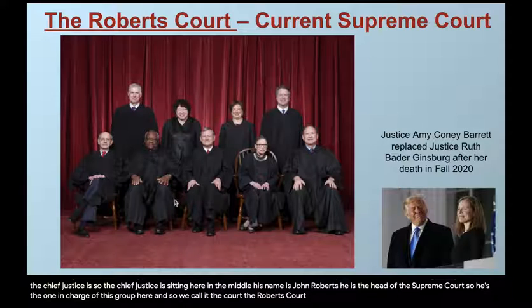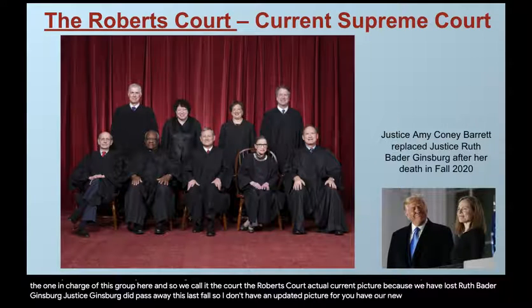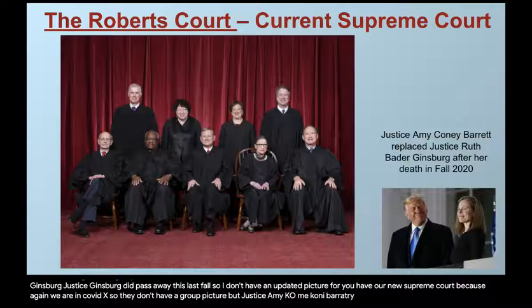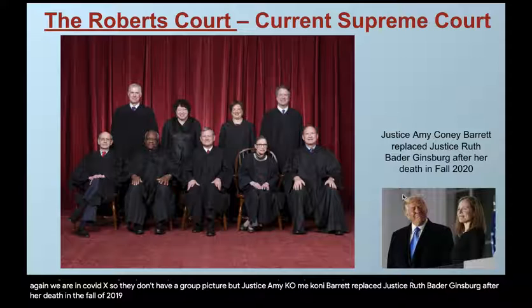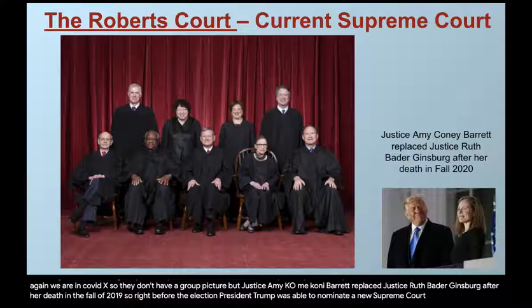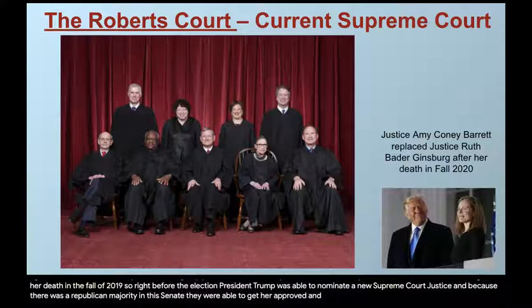Now, this isn't an actual current picture because we have lost Ruth Bader Ginsburg. Justice Ginsburg did pass away this last fall, so I don't have an updated picture for you of our new Supreme Court because, again, we are in COVID times, so they don't have a group picture. But Justice Amy Coney Barrett replaced Justice Ruth Bader Ginsburg after her death in the fall of 2019. Right before the election, President Trump was able to nominate a new Supreme Court justice. Because there was a Republican majority in the Senate, they were able to get her approved, and she now sits on the Supreme Court.